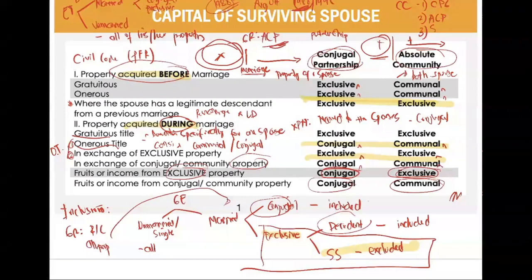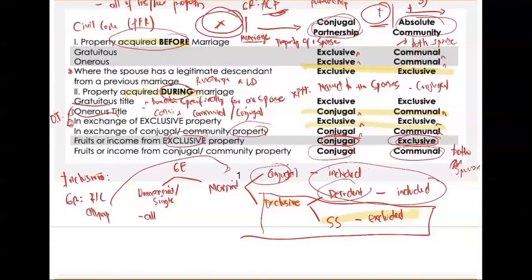Okay? So these rules apply to both spouses. What you should determine then is whether it is conjugal, exclusive of the decedent, or exclusive of surviving spouse. Because if it's conjugal and exclusive of decedent, you include, but if exclusive of surviving spouse, you exclude. Okay? I hope we are clear under Section 85(H) of your NIRC. Only the exclusive property of surviving spouse.